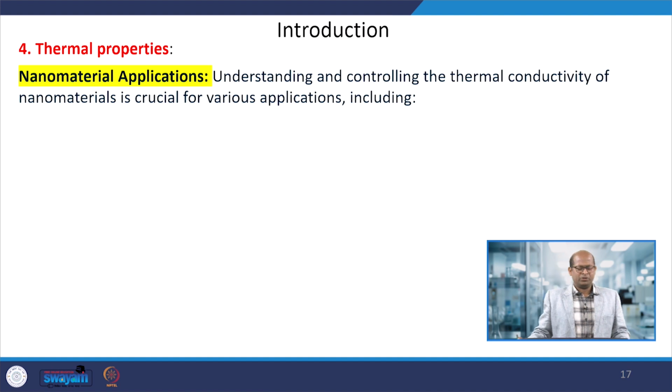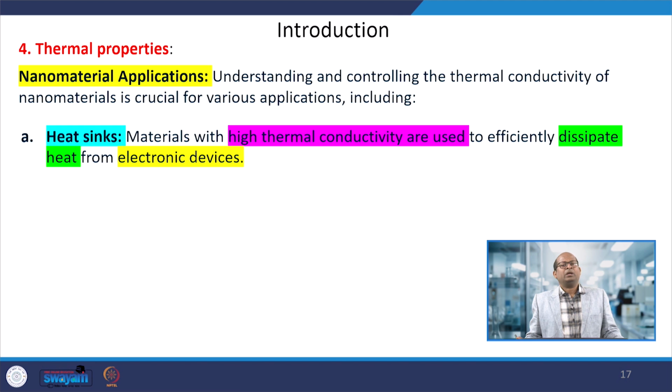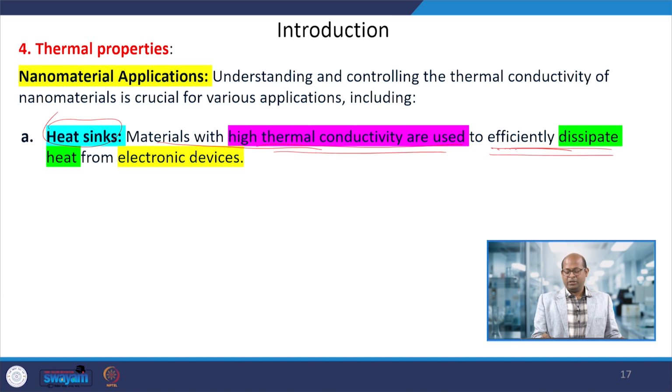So, here we will show a few examples, where these nanomaterials are used and what the applications are. If we convert bulk into nanomaterials, that would affect, let us say, heat sinks. There we can use materials having high thermal conductivity, and that would help efficiently dissipate the heat.